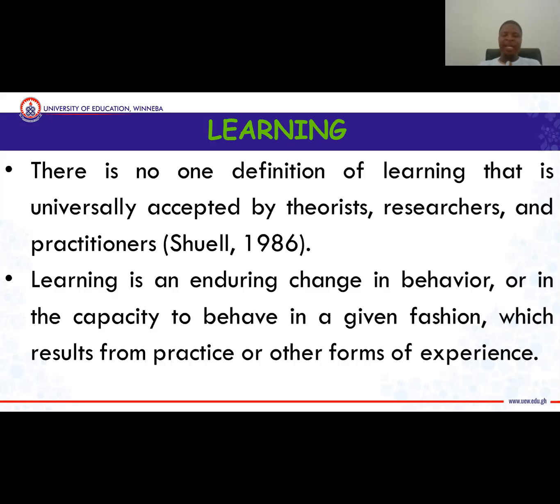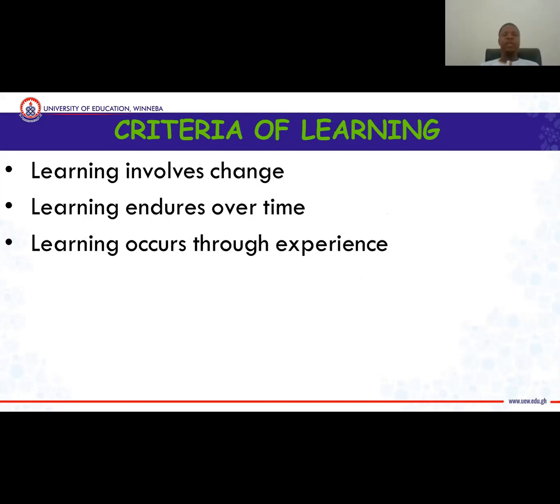We are saying that learning can only occur when people have gone through a particular activity that results in a change in behavior, or when people behave in a way that society expects them to behave as a result of their engagement in some activities, either in practice or from their experience. And so from this definition that we just described, we are saying that learning involves change.